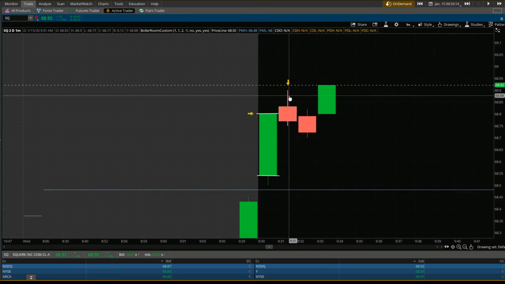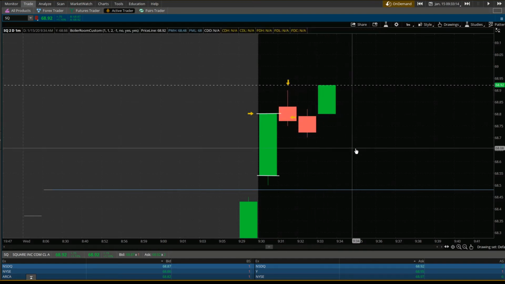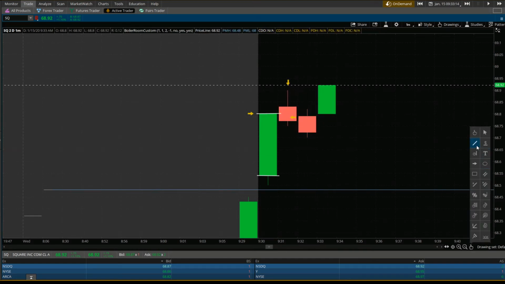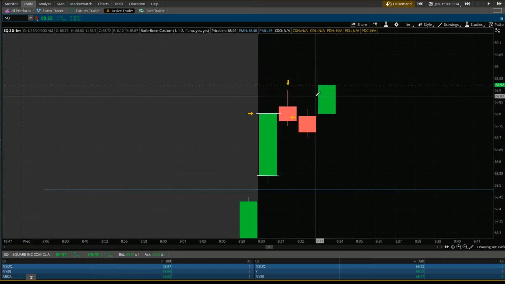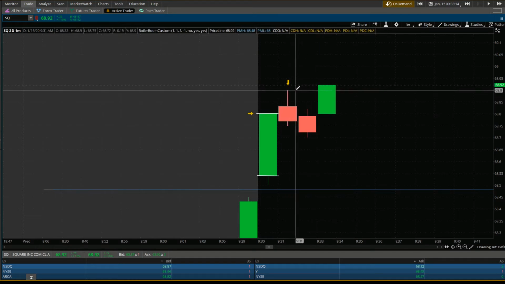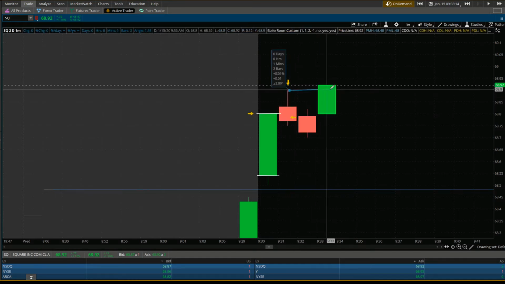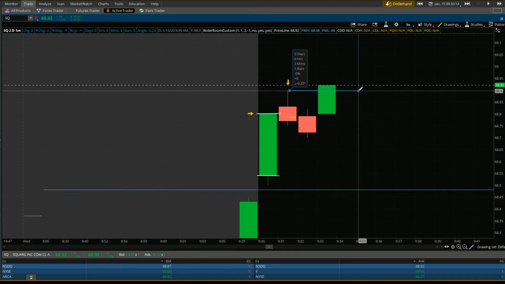Before we break the high of this red candle, we're on alert for a possible breakout. So I'm already thinking if we break out, nothing is guaranteed in the market, but if we break this high right here, I would be getting into this trade.